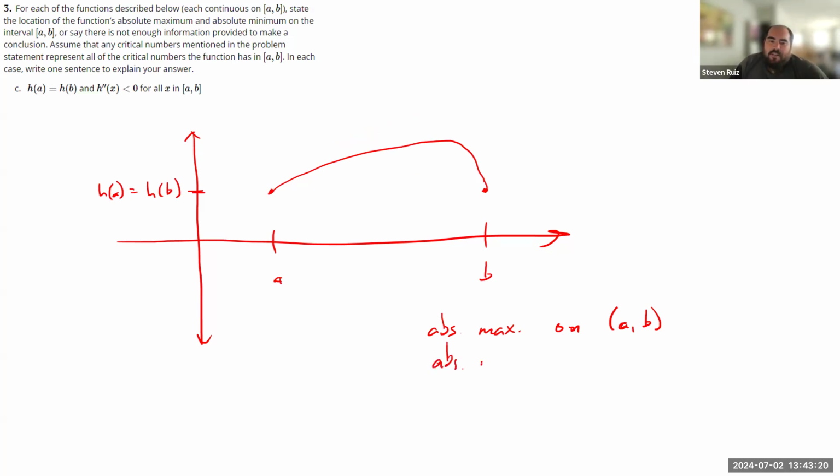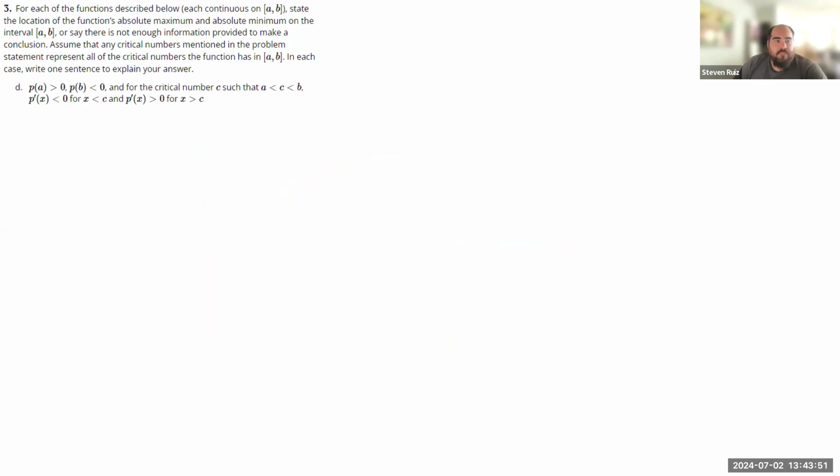Where's the absolute minimum? That's going to come from the fact that you have the same value, H of A and H of B. Because this function is concave down at the endpoints and everywhere in between, I have to have a function that increases from H of A and decreases back down to H of B again, essentially. So the endpoints have to be the absolute minimum.